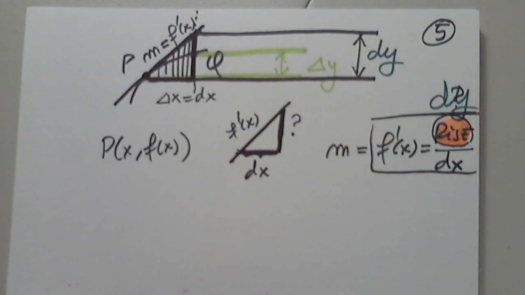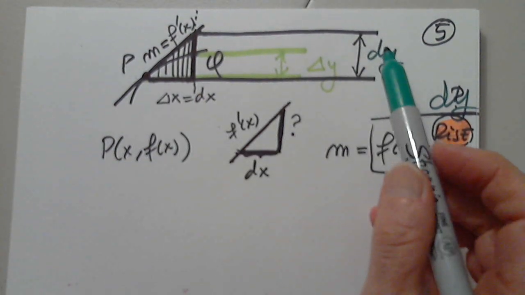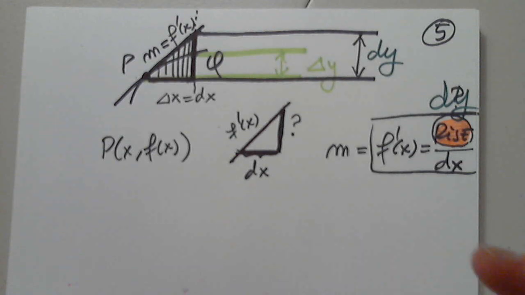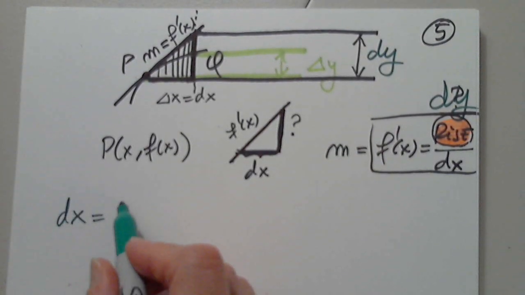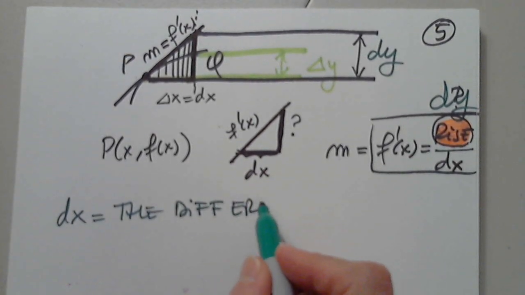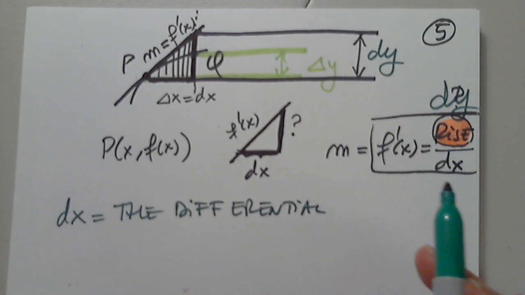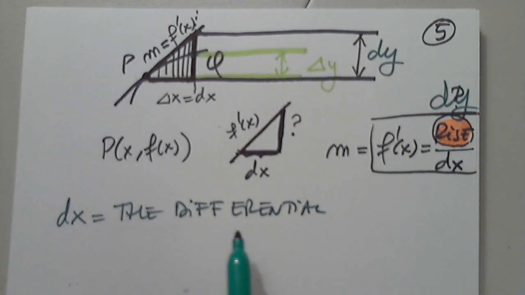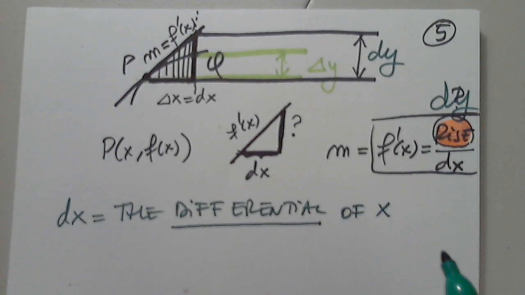Okay, now I need to explain what dx is and what dy is. And you can say, we know. Yes, but they have special names now. dx is the differential. So we have a lot of words here, right? Big vocabulary. Differentiable, differential, derivative. So this is the differential of x.